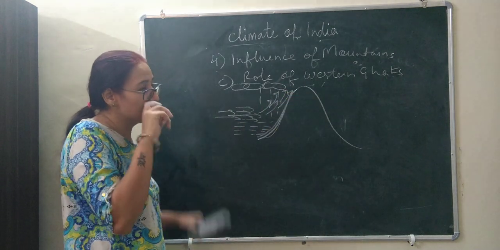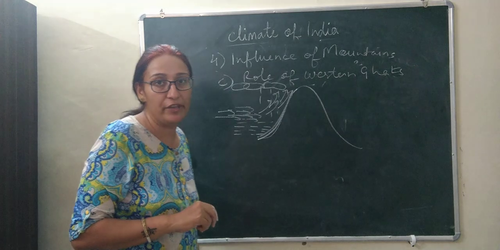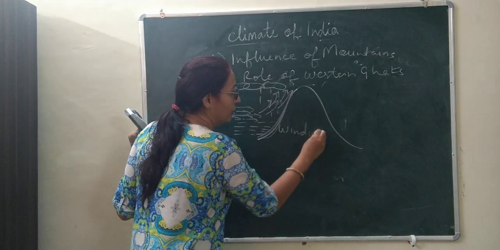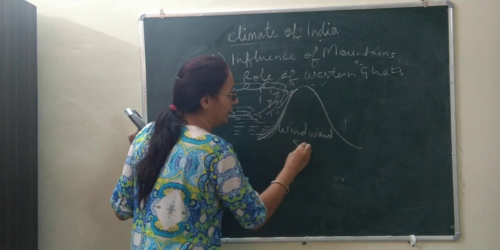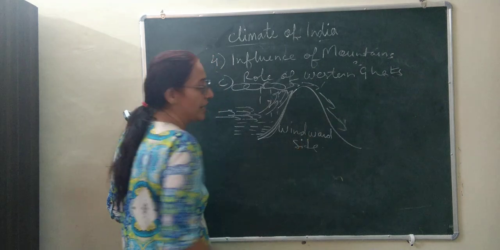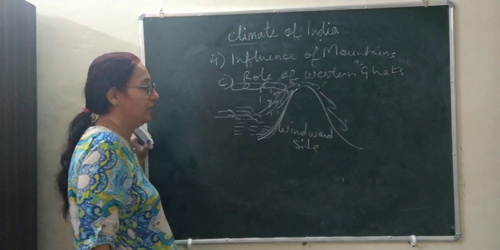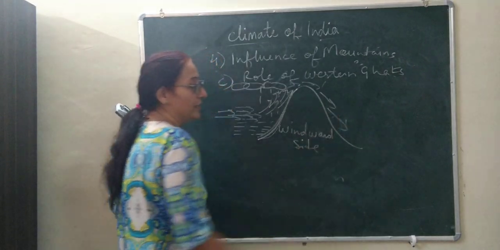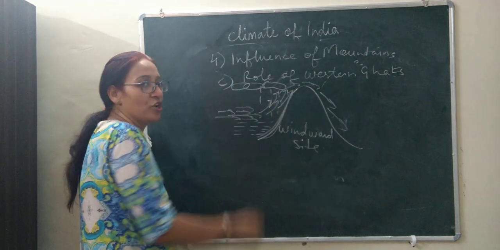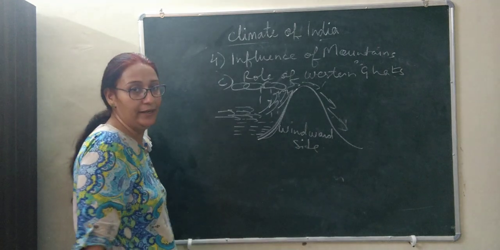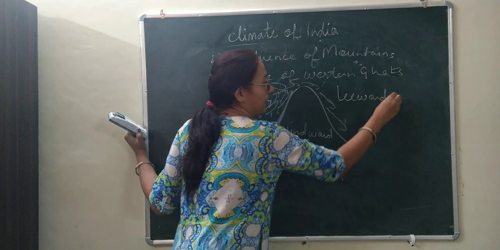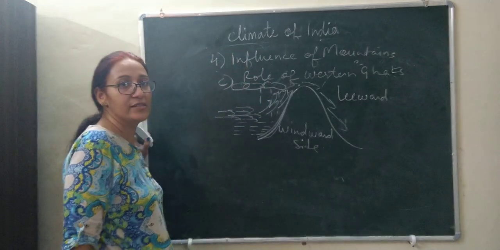And the side of the mountain which receives heavy rainfall is called the windward side. And when the winds move to the opposite side of the mountain, this side receives very less rainfall because these winds shed most of the moisture on the windward side. So this side receives less rainfall and this is called leeward side.